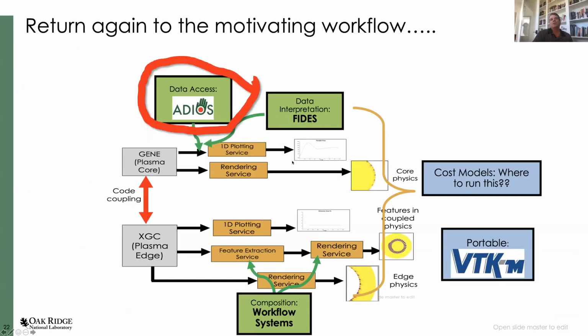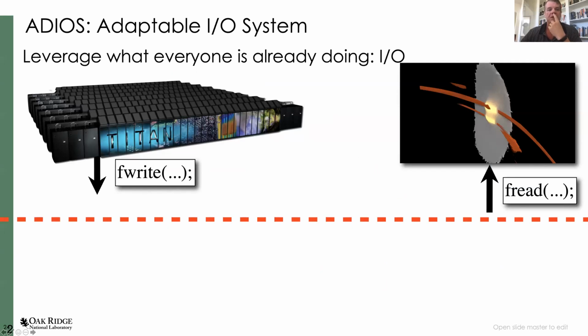Okay, so returning back to the workflow example, one of the other requirements is data access, and Scott talked about ADIOS yesterday. So I'm going to return to ADIOS a little bit and describe how it's particularly important in a visualization context.